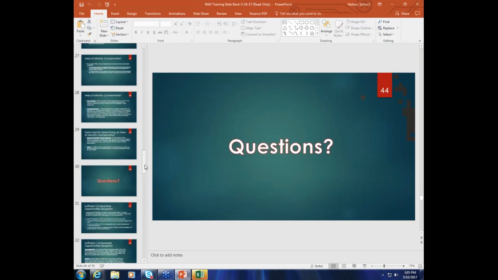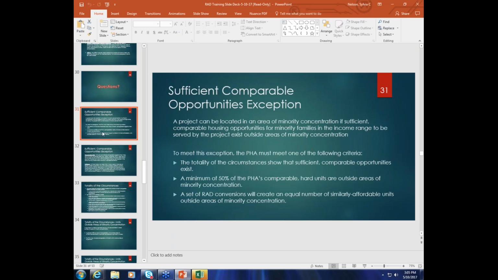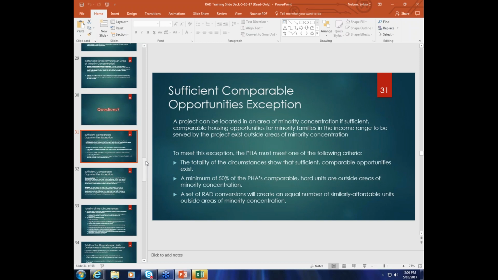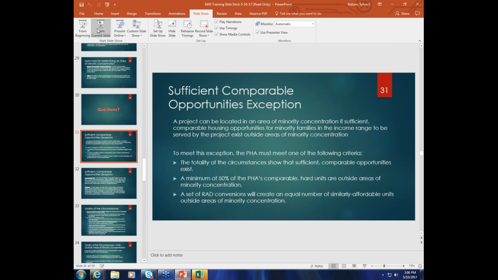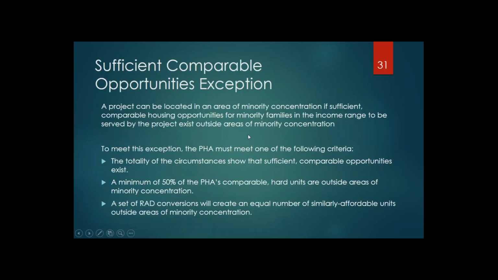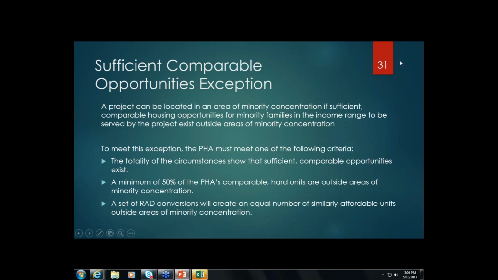So we are going to move on, and now we're going to dig into the exceptions for when a PHA can do new construction in an area of minority concentration under RAD. As we mentioned earlier, there are two exceptions outlined in the regulation: sufficient comparable opportunities for housing for minority families outside of areas of concentration, and overriding housing needs. We're starting first with the sufficient comparable opportunities exception.